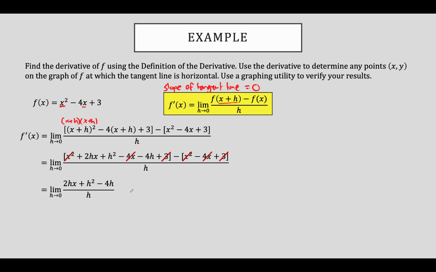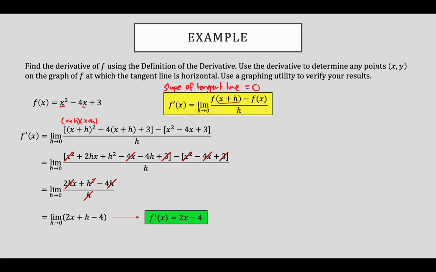At this point, if we try our direct substitution, we still end up with 0 over 0. But recognize there is a common factor of h in each of the terms that we can divide out. We can divide every term in the numerator by h. That leaves me with the limit as h approaches 0 of 2x plus h minus 4. And now I can evaluate this limit. We direct sub in 0 for h. If I plug in 0 for h, that leaves me with 2x minus 4. F prime of x, my derivative function, is equal to 2x minus 4. All right, so we found the derivative using the definition of the derivative.